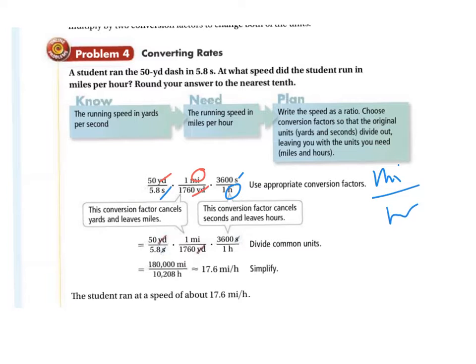That's when you just go back and fill in the numbers. Again, 1760 yards in a mile, 3,600 seconds in an hour. And in this one, we're going to multiply straight across. So we end up with, on the top, 50 times 1 times 3,600, which is 180,000. And on the bottom, 5.8 times 1760, which is 10,208. And you're going to divide that out: 17.6 miles per hour.